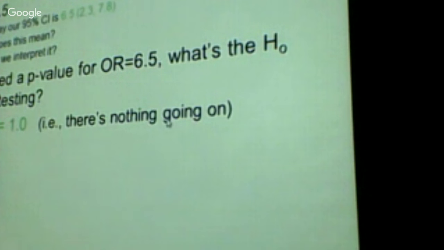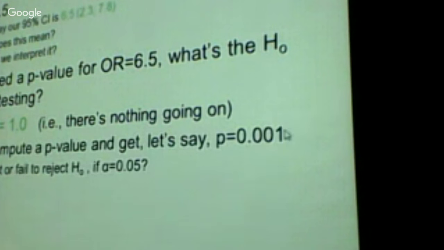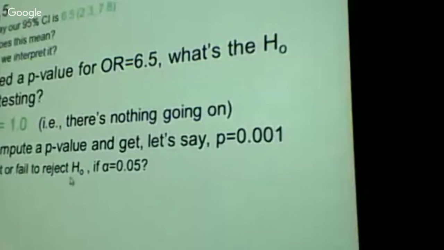There's nothing going on. And let's say I did the math and I got a p-value of 0.001. Is that low or high? It's low. The p is low, so the null must go. So did I reject or fail to reject the null? I reject the null. P is low. The null must go. It's rejected.